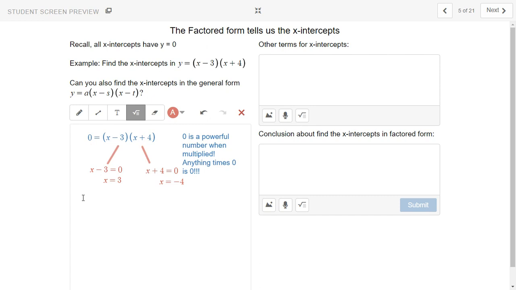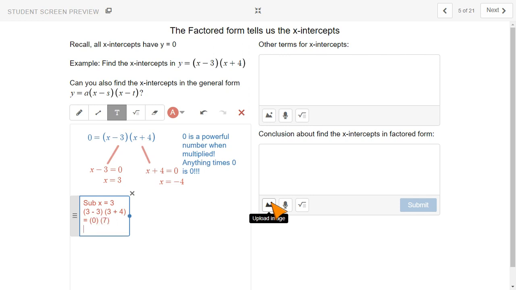So if we ever were to substitute it in, let's just demonstrate. Substitute x is equal to 3 into the equation. I have 3 minus 3 times 3 plus 4. Now I have 0 times 7, and that equals 0. So even though the second bracket isn't equal to 0 when I substitute x is equal to 3 in, the first bracket is, and that's enough for me to have a final answer of 0.